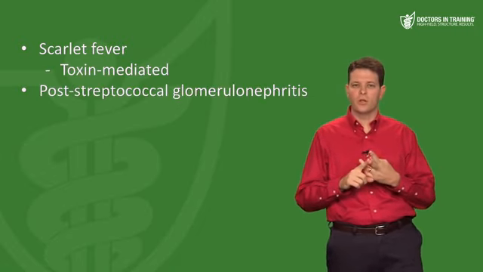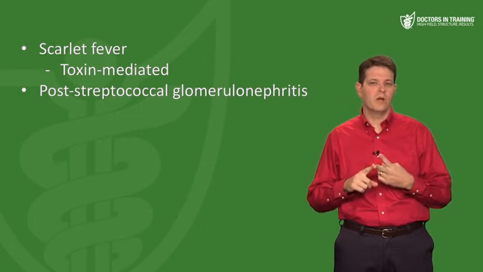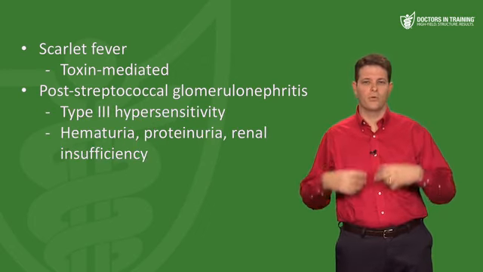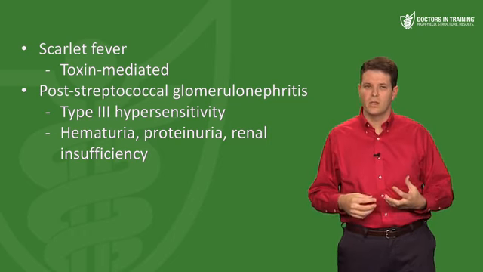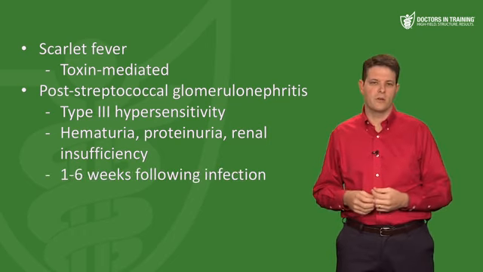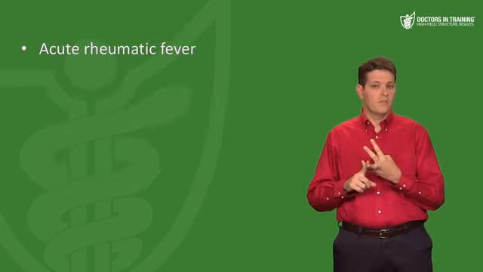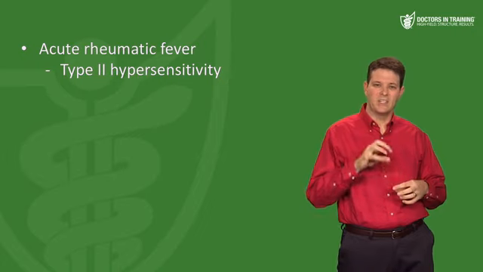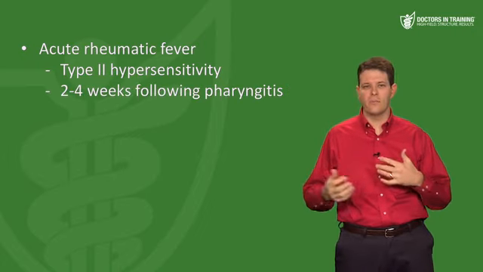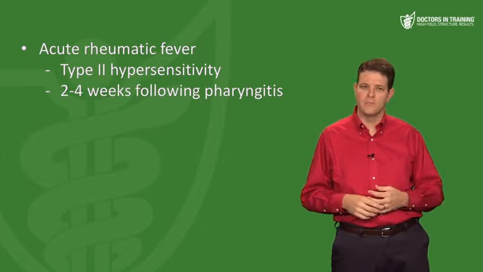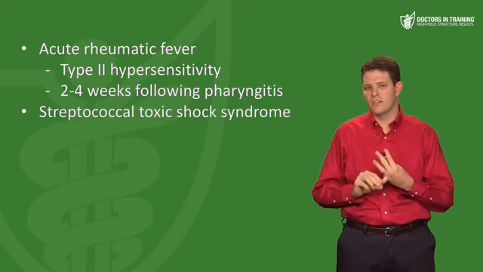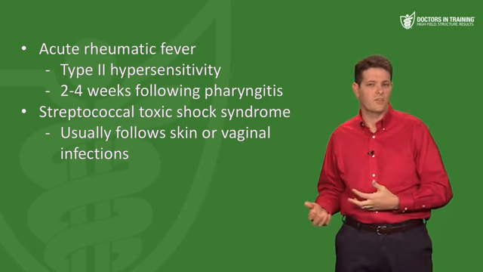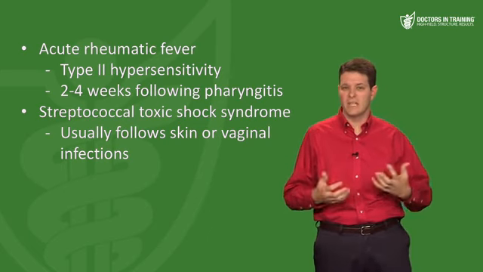There's post-streptococcal glomerulonephritis, which is an immune complex-mediated type 3 hypersensitivity that causes hematuria and proteinuria and renal insufficiency, usually 1 to 6 weeks following a group A strep infection. There's acute rheumatic fever, which is a type 2 hypersensitivity where the autoantibodies are directly attacking the tissues, usually 2 to 4 weeks after a bout of strep pharyngitis, mostly in kids. And then there's strep toxic shock syndrome, which is more likely to follow a group A strep skin infection or sometimes a vaginal infection, but sometimes strep pharyngitis can lead to it.